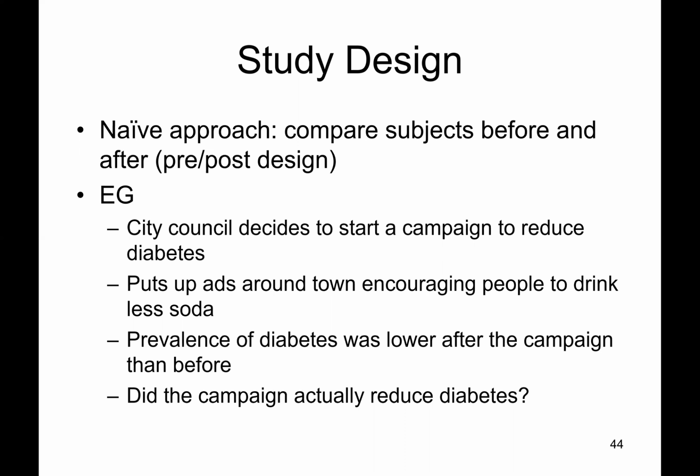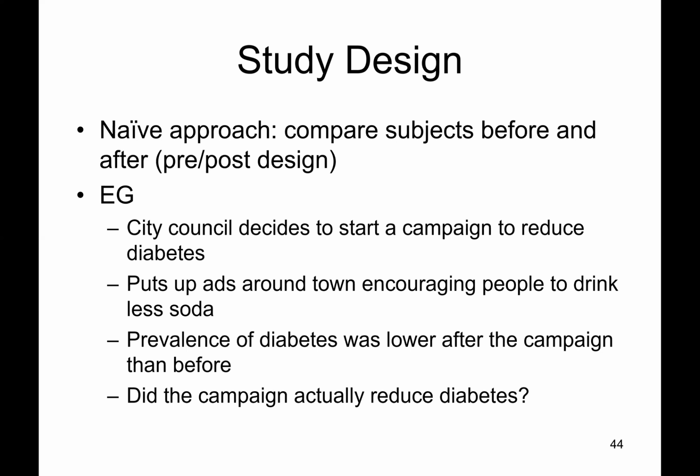So they decide to put up ads around town, encouraging people to drink less soda. And that seems pretty reasonable. We know soda is associated, well, sugar is associated with diabetes, so this makes some sense. So now they want to know, did this do anything? Was it worth our time and money to run this ad campaign? And so one way to look at it is you could say, well, was the prevalence of diabetes lower after the campaign than it was before?